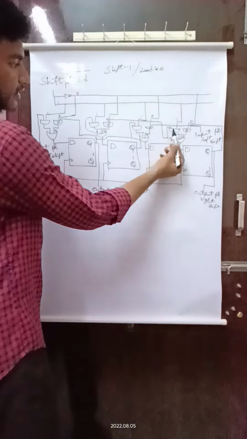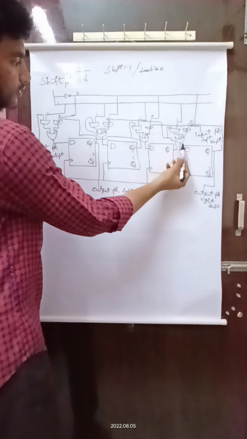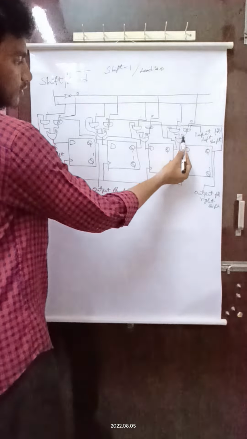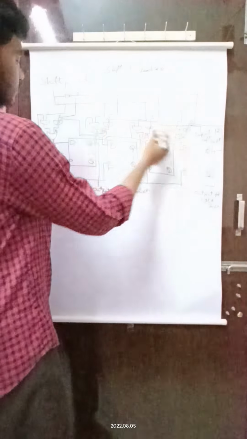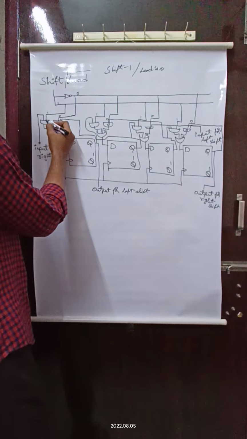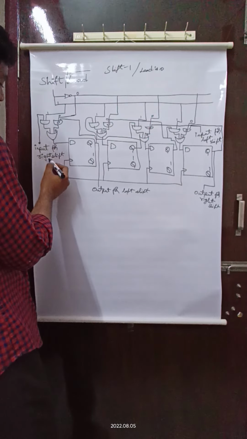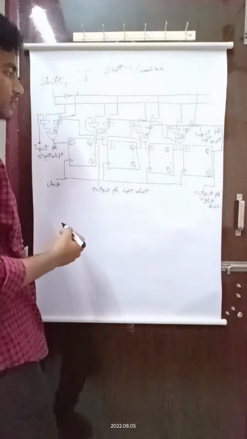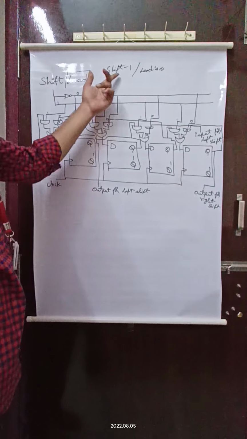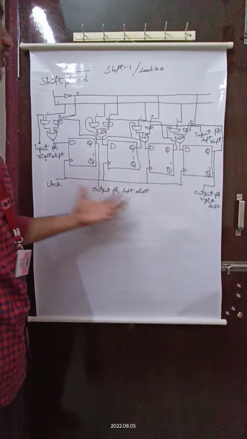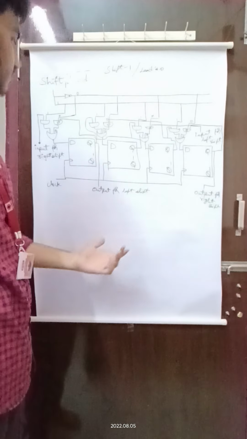We can say that the AND gate is directly connected to the OR gate and the other input is 0. So the output is this AND gate result. We can see that the other AND gate input is the input for right shift. That means this acts as a right shift register. So whenever the shift is 1, this total circuit acts as a right shift register.